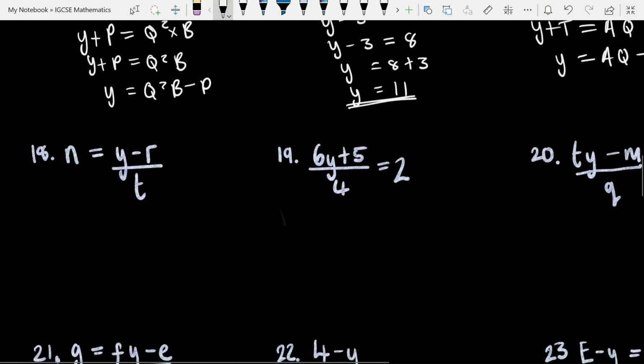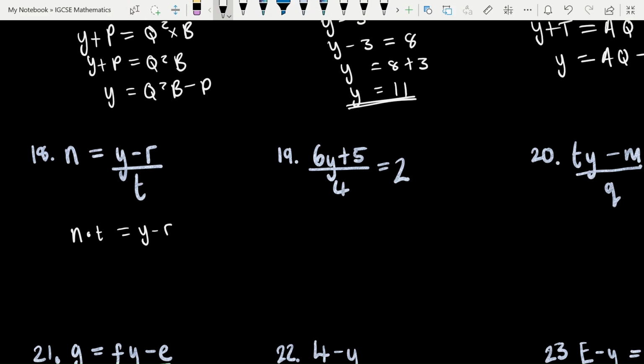Let's go to number 18. N is equal to y minus r all over t. T goes to the other side. We have now n times t being equal to y minus r. N times t is nt is equal to y minus r. Then we're making y the subject, right? Yes. So r goes to the other side. Nt plus r is equal to y. Remember that we are keeping y where he is, because he is positive already. So stop flipping things.